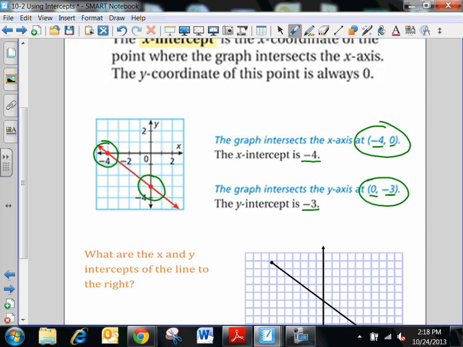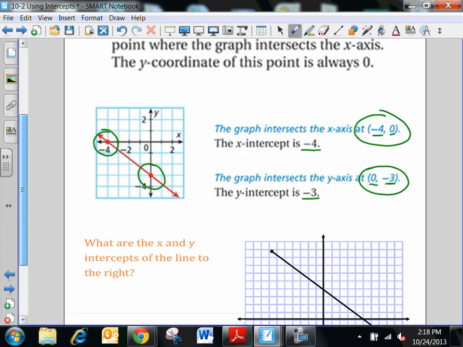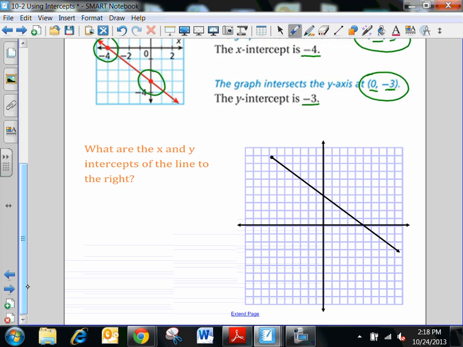So what I want you to do is tell for the graph below, what are the x and the y intercepts for this line to the right? So we know the x-intercept is where it crosses the x-axis. So we say the x-intercept is right here. So that is the point (5, 0). And the y-intercept is where it crosses the y-axis. That's this point right here. That would be (0, 4).